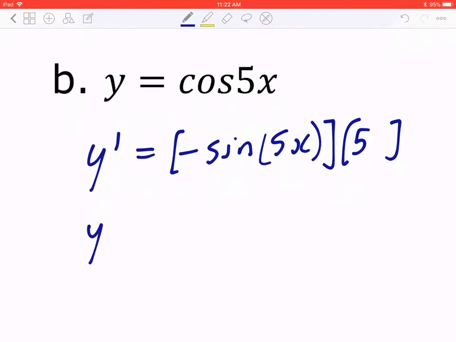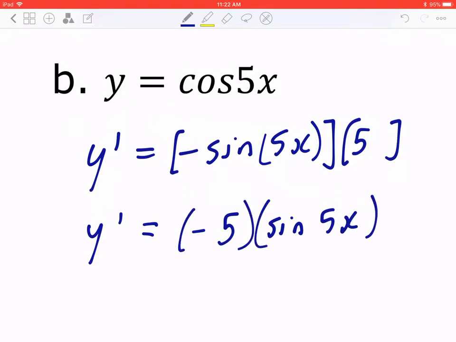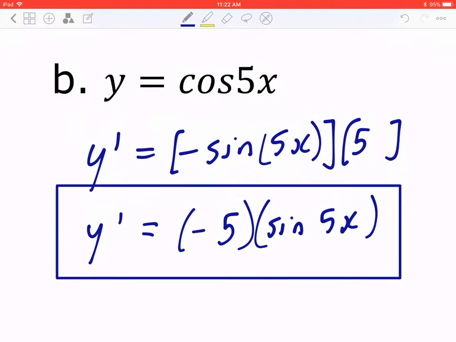The final answer, y prime, is going to be negative 5 times sine of 5x. And if you want to put brackets, that's fine. And I'll even put a box around the final answer. Let's keep going.